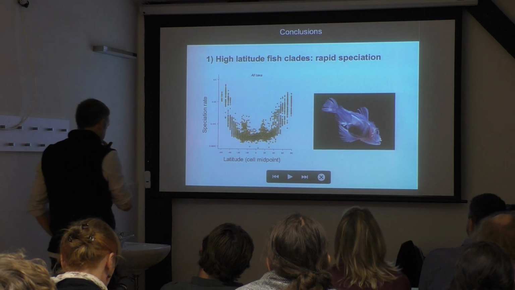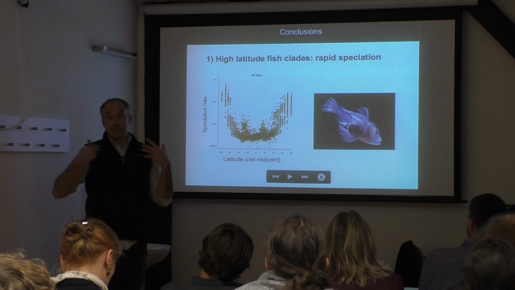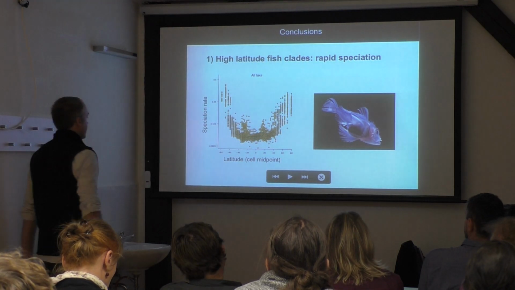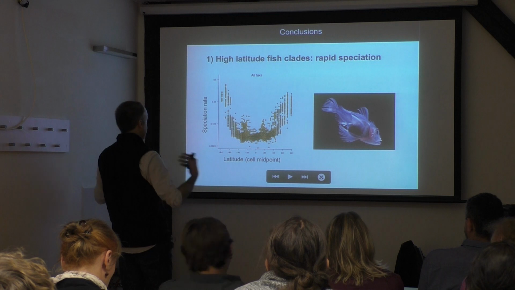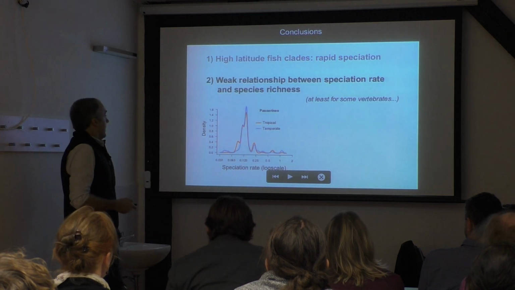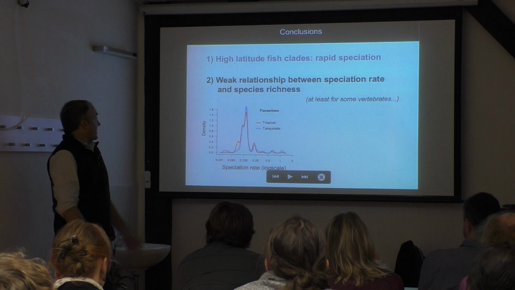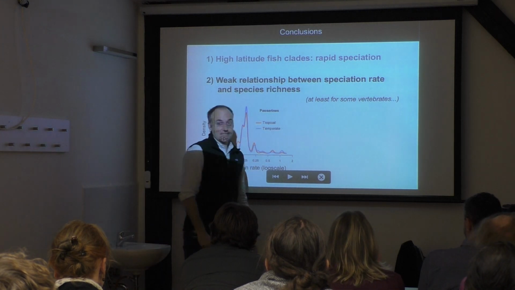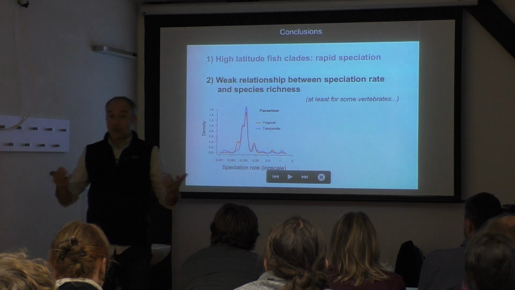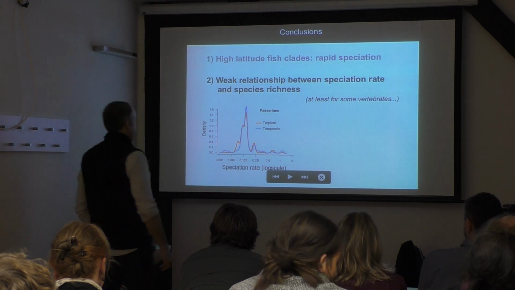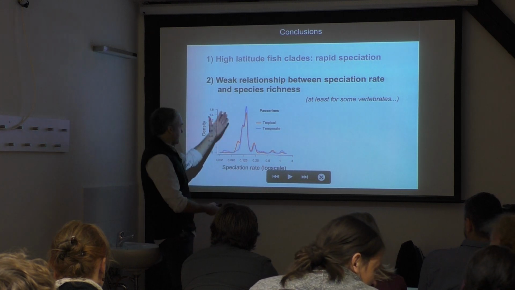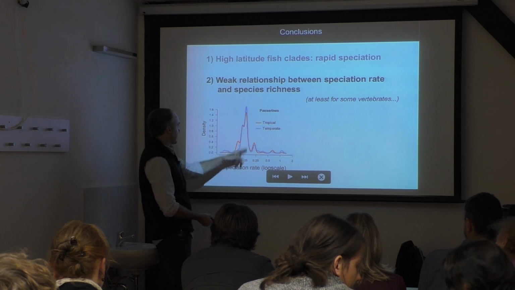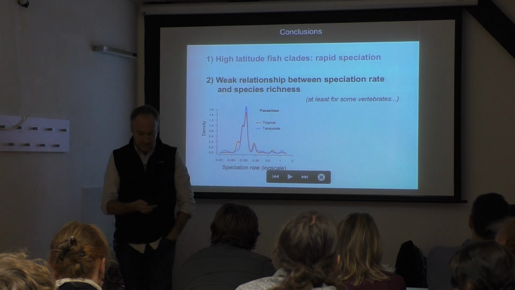So, conclusions from this part of the talk. We looked at some high latitude fish clades, and we basically find a trend towards fast speciation in high latitude grid cells and high latitude fish species themselves. And there's basically a weak relationship between speciation rate and species richness, at least for most taxa that have been looked at now. So this is just the frequency distributions of speciation rates for tropical and temperate passerine birds, as one example.